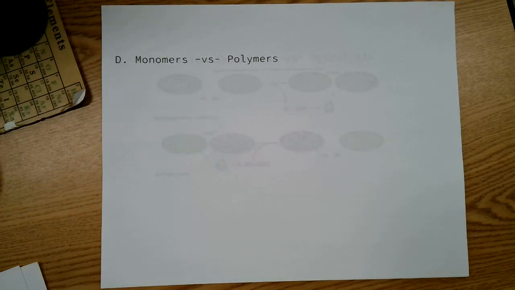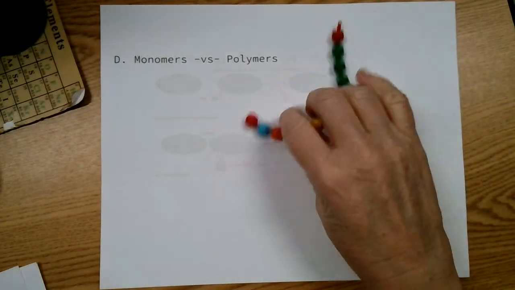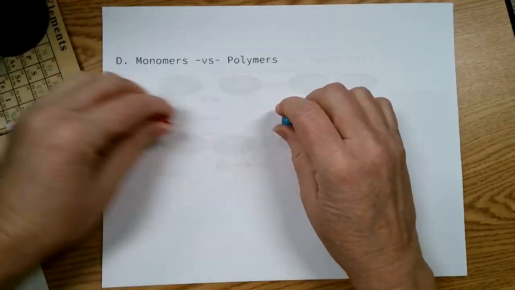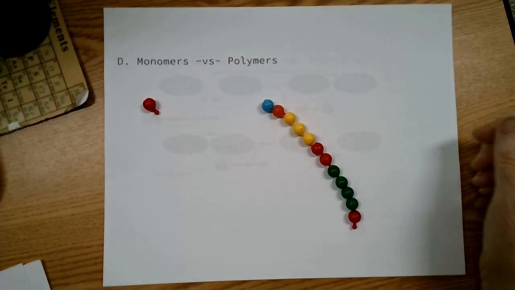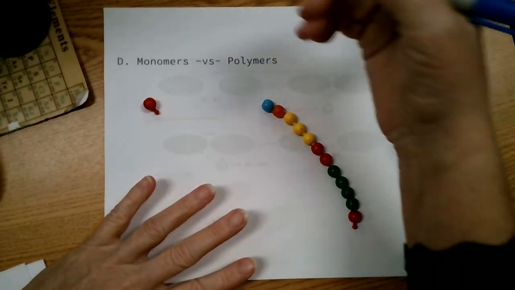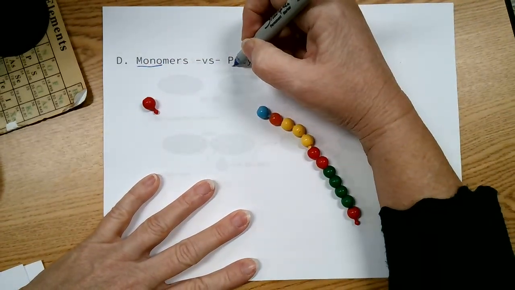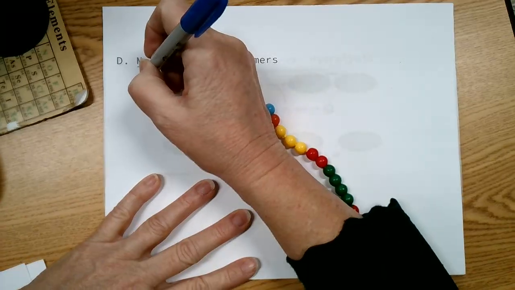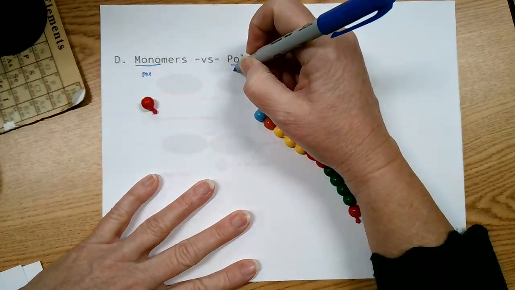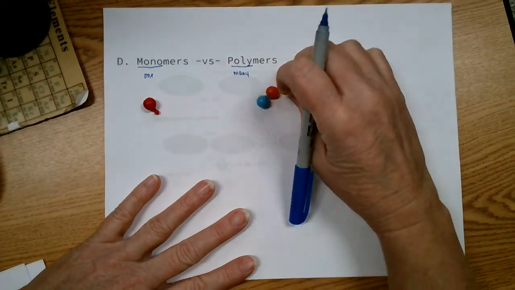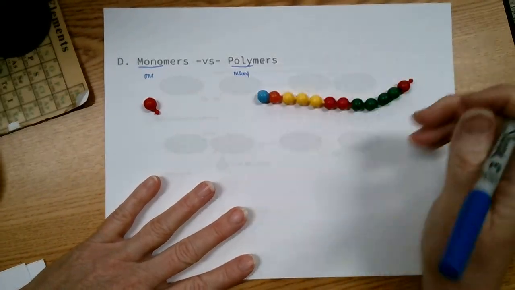Monomers and polymers. And what I'm going to pull out here and put in our video is this. I love these beads. I talk about these beads. I pull them out all the time. And here's one bead and here's many beads. And why did I do that? Because if we look again at prefixes, and biology uses a lot of prefixes, mono means one, poly means many. So these beads are modeling the difference between a monomer and a polymer.